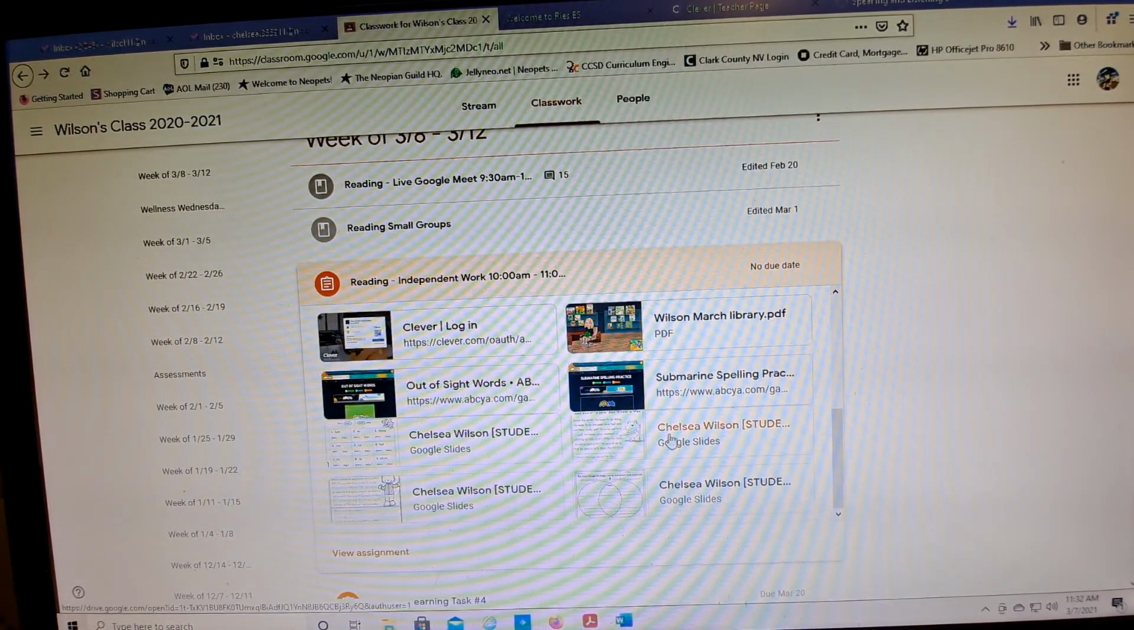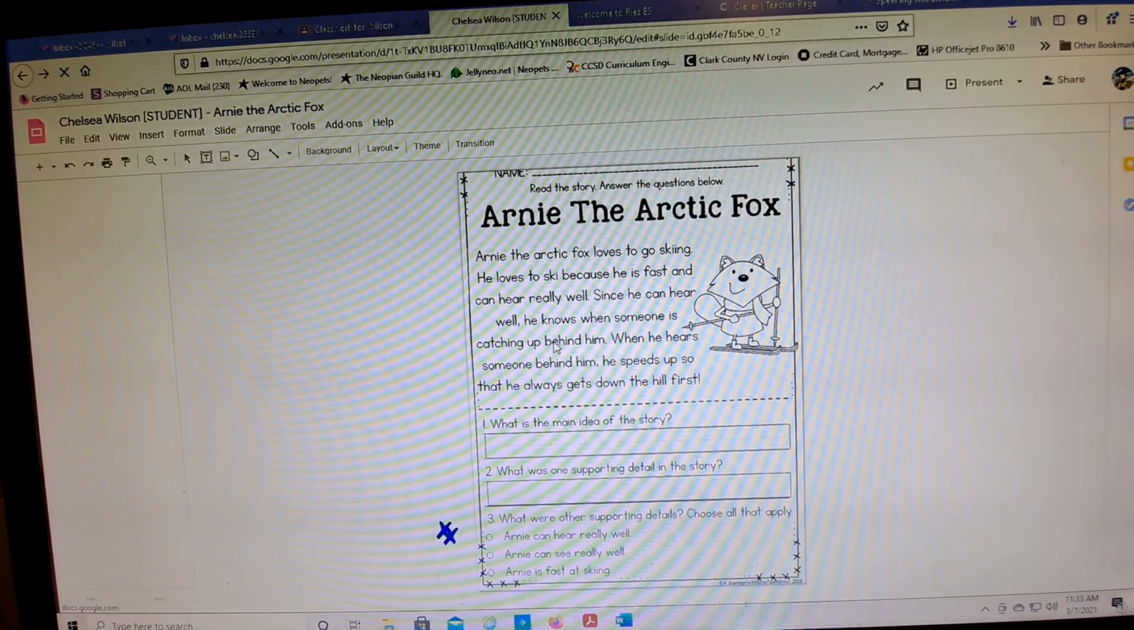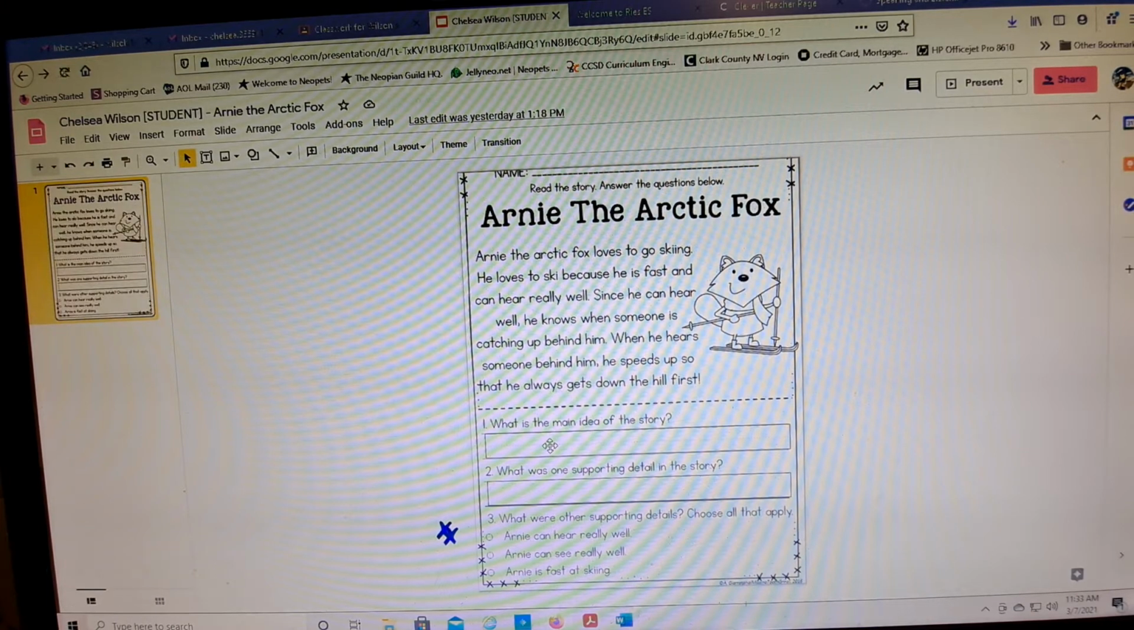So main idea passage is this one here, Barney the Arctic Fox. We're going to read it. What is the main idea? One supporting detail, and then which of these two? There's 3 here. 2 of them are supporting details.